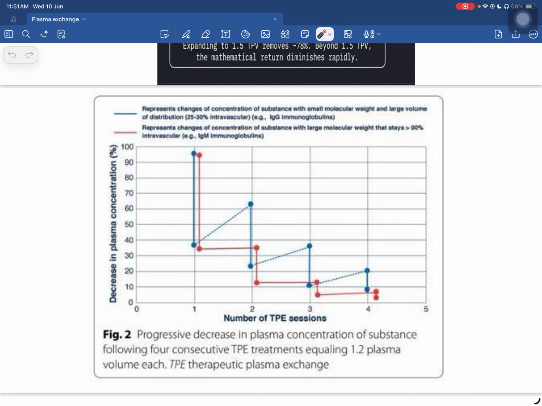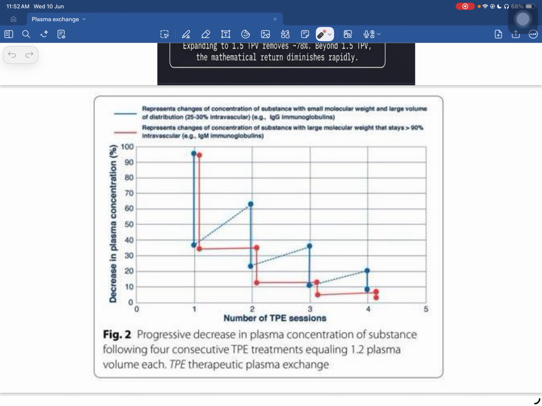And another thing is about what kind of substance is removed. Here, the blue lines are showing the IgG, which is primarily not intravascular, and the red is showing the IgM, and IgM is predominantly intravascular. So here you can see after one plasma volume exchange, this IgM, represented by red, falls down, and then between the two sessions the plasma levels remain the same because it is primarily intravascular. You don't really have the situation where it is getting redistributed from another space. Then again, after the second exchange, the level comes down further, and so on and so forth.